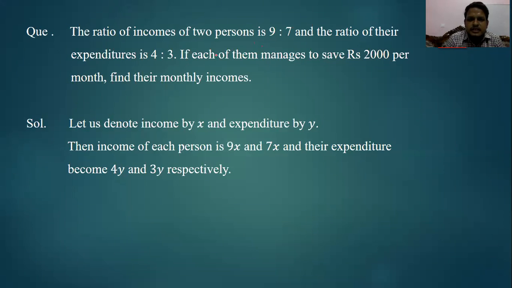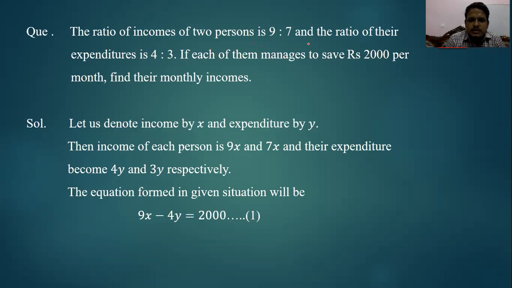So we will subtract 4y from 9x to get 2,000 rupees for the first person, and we will subtract 3y from 7x to get 2,000 rupees for the second person. It means we are subtracting the expenditure from income to get the value of the saving amount. Now we have two equations, equation 1 and equation 2. We will solve these two equations by using the elimination method.